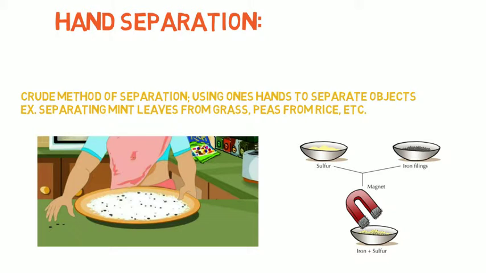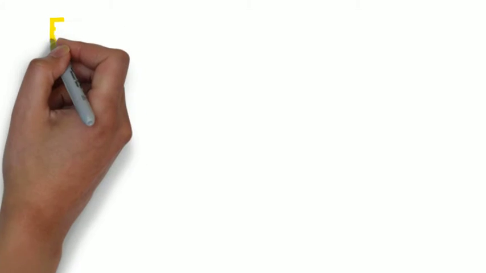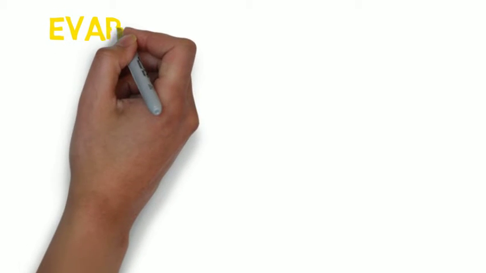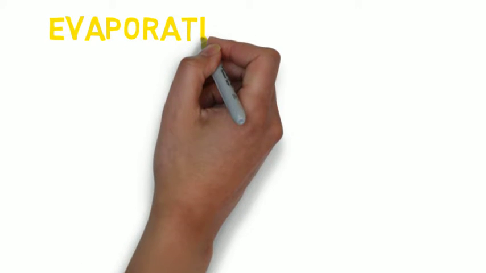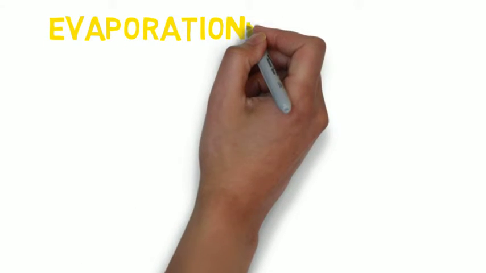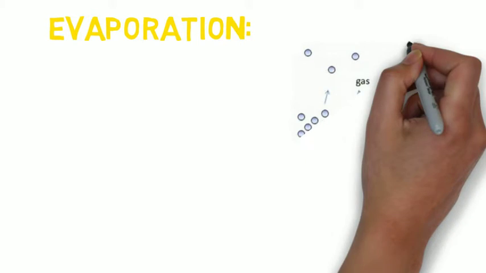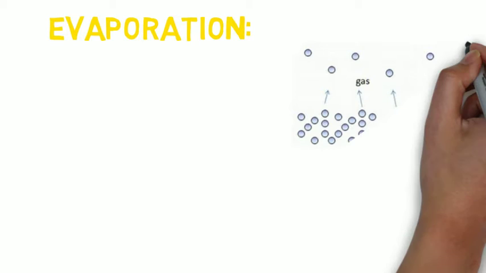Next up, we have evaporation. When a liquid reaches its boiling point, it begins to evaporate. If all of the liquid evaporates, you will be left with only the solid remaining. This is a common occurrence in everyday life. It is a major component of the water cycle. This method is ideal when you have a liquid and a solid.